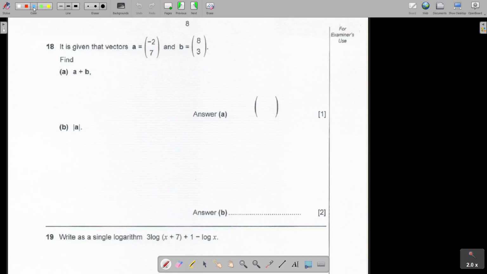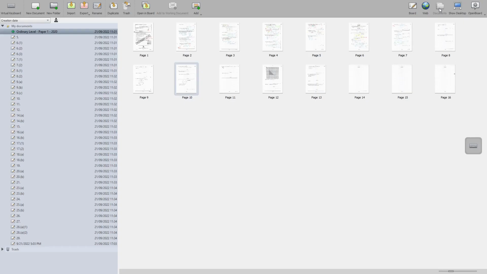So it's given the vectors, find A plus B, and then find the magnitude. So again, I want to take you to part 2 of the textbook. And I'm going to take you to both. It's very simple, but still I want you to know where it is in the textbook.